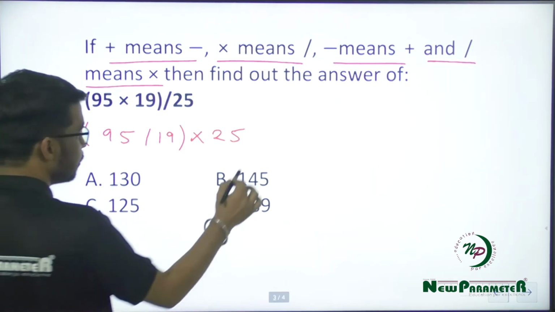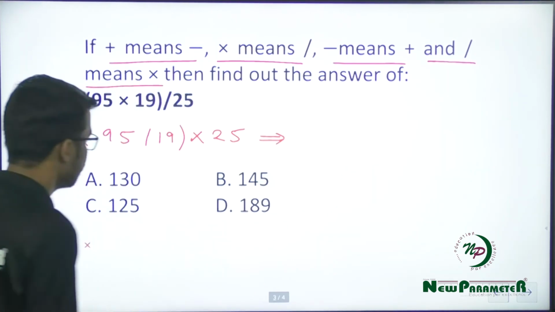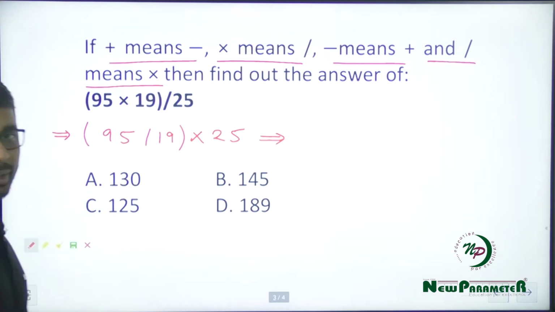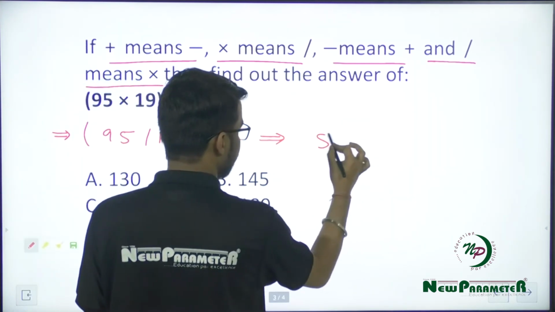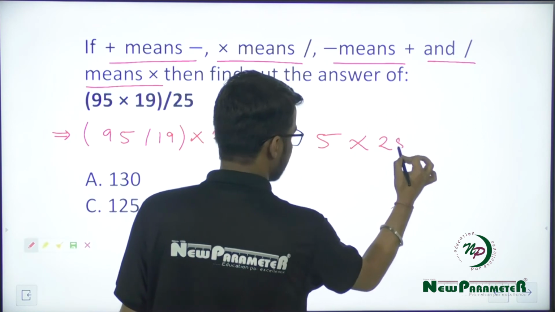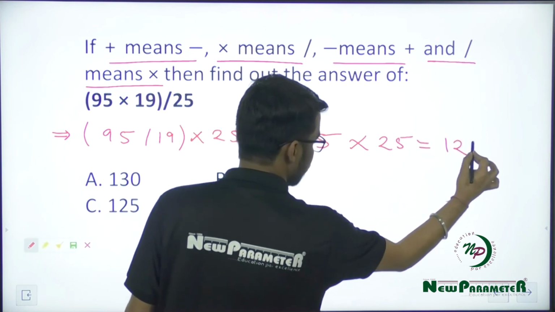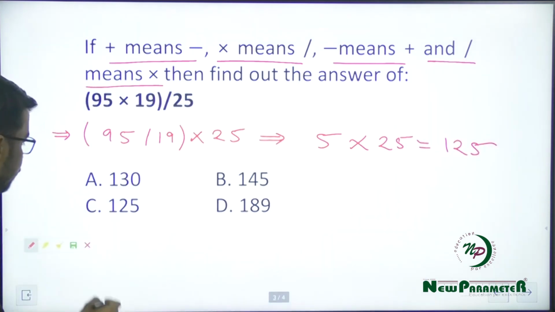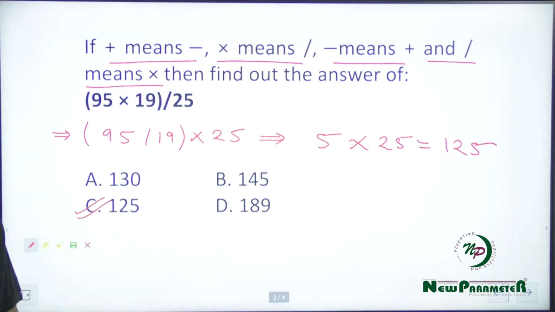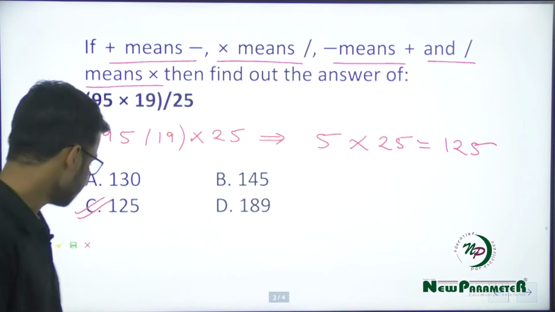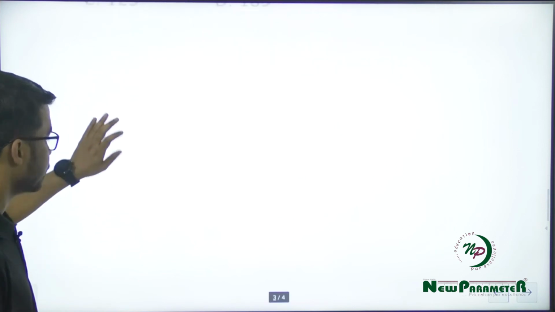Now first of all I will be solving the bracket according to BODMAS. 95 divided by 19 is going to give me 5, and this will be 5 into 25. So my answer would be 125. This was a simpler question, right? Option C would be my answer. Let's move on to the next question.